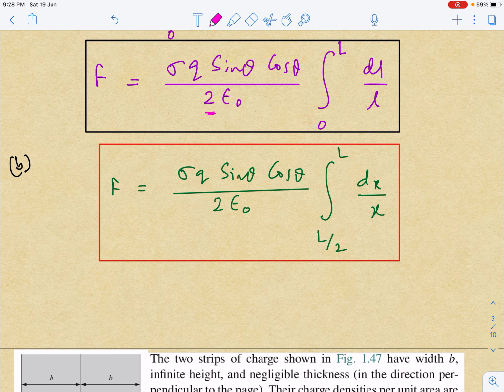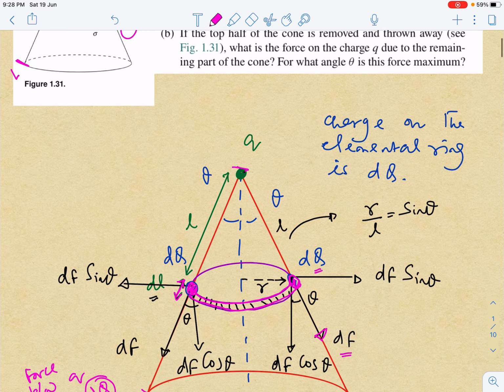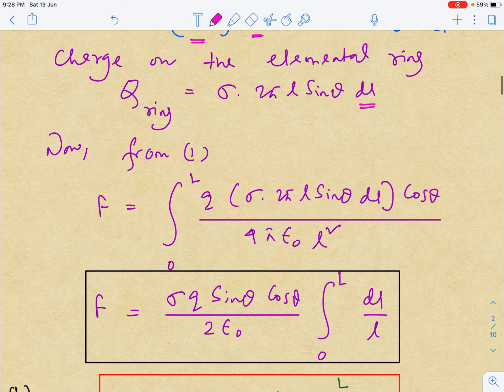This factor is a constant factor, so it is reproduced as it is. Only the lower limit and upper limit is changed, from L by 2 to L. I hope you have understood. This is simple, right? So this is a really intriguing question. Not a difficult question, but it's a good question. Many other questions can be derived from this, which I will come to in the next series.